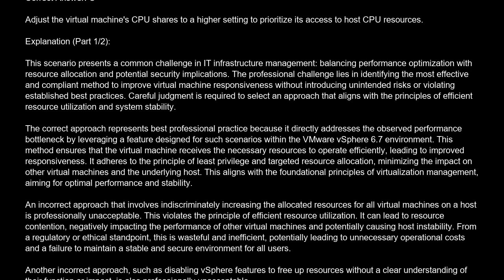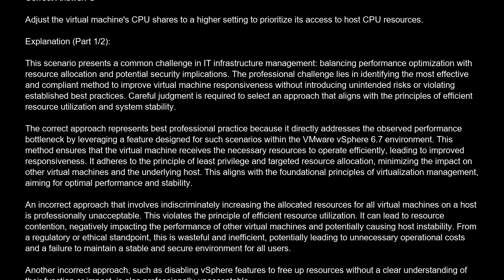An incorrect approach that involves indiscriminately increasing the allocated resources for all virtual machines on a host is professionally unacceptable. This violates the principle of efficient resource utilization. It can lead to resource contention, negatively impacting the performance of other virtual machines and potentially causing host instability. From a regulatory or ethical standpoint, this is wasteful and inefficient, potentially leading to unnecessary operational costs and a failure to maintain a stable and secure environment for all users.